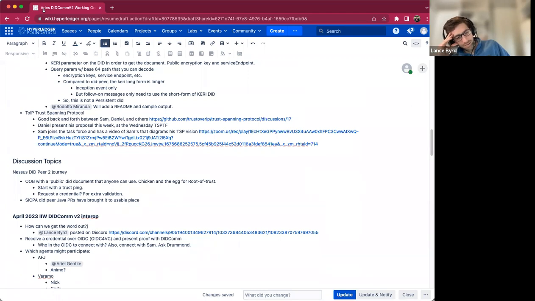Speaking of IIW, we are certainly trying to get as much going for there. In terms of the airport example, I think that would be a fall thing that we would shoot for, because as best as I can tell, the spring IIW DIDComm V2 stuff will be just showing basic messaging, and maybe a couple other protocols between agents from different vendors, if we can say it that way.